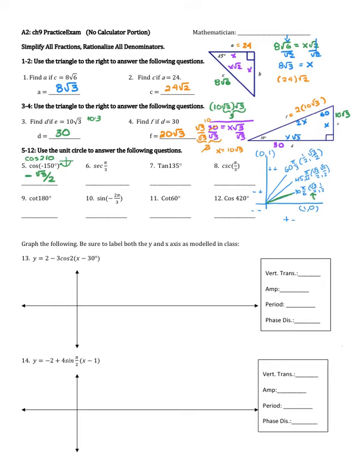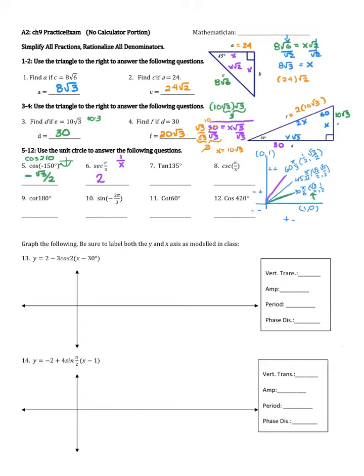Secant is going to be 1 over x, the reciprocal of the x value, because it's the reciprocal of cosine. So pi over 3 is 60 degrees as well. So we go to our 60 degrees. The x value is 1/2, so the reciprocal of 1/2 is 2.